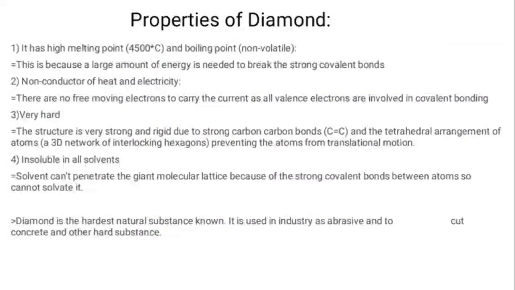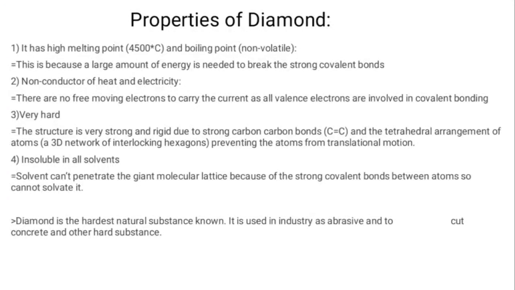Number 1 is that it has a high melting point of 4,500 Celsius because a large amount of energy is needed to break the strong covalent bonds. Number 2 is that it is a non-conductor of heat and electricity because there are no free-moving electrons to carry the current, as all valence electrons are involved in a covalent bond. Number 3, it is very hard. The structure is very hard and rigid due to the strong carbon-carbon bonds and the tetrahedral arrangement of atoms, a 3D network of interlocking hexagons, preventing the atoms from translational motion.